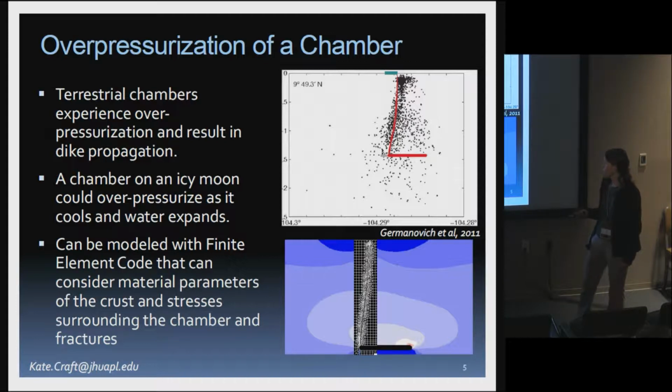If we wanted to think about that happening on an icy moon, we can consider that you might also have a chamber at depth that could overpressurize and then cool, and that cooling is what's overpressurizing the chamber at depth. And we can model this then with finite element codes.